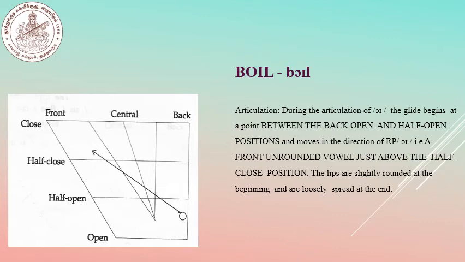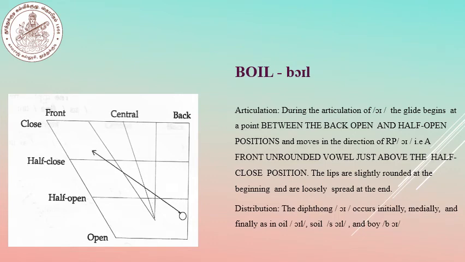So during the articulation, the glide begins at a point between the back open and half open position, that is fully open and half open position, and then it moves in the direction of RP, that is O, as you say it in boil, a front unrounded vowel just above the half close position. Here the lips are slightly rounded at the beginning and are loosely spread at the end. This vowel sound, or the diphthong sound, also occurs initially, medially and finally, as in oil, soil and bought.